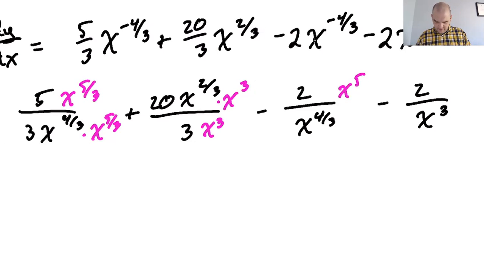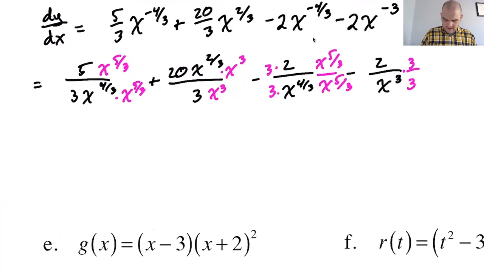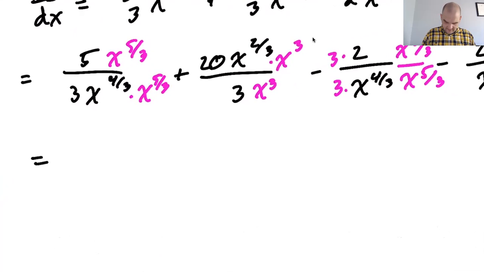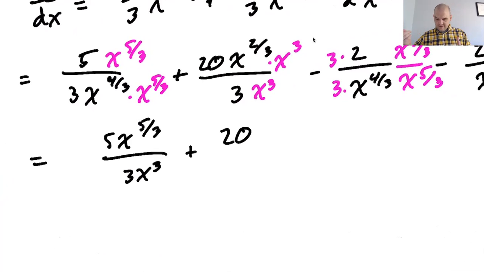Had some like terms there that I probably should have combined. X to the 5/3. What's going on here? 5/3. And then here I need 3/3. But I also need a 3/3 here. Okay. Does it simplify? Let's see. This will give me 5x to the 5/3 over 3x cubed plus 20, so it's x to the 9/3, x to the 11/3.